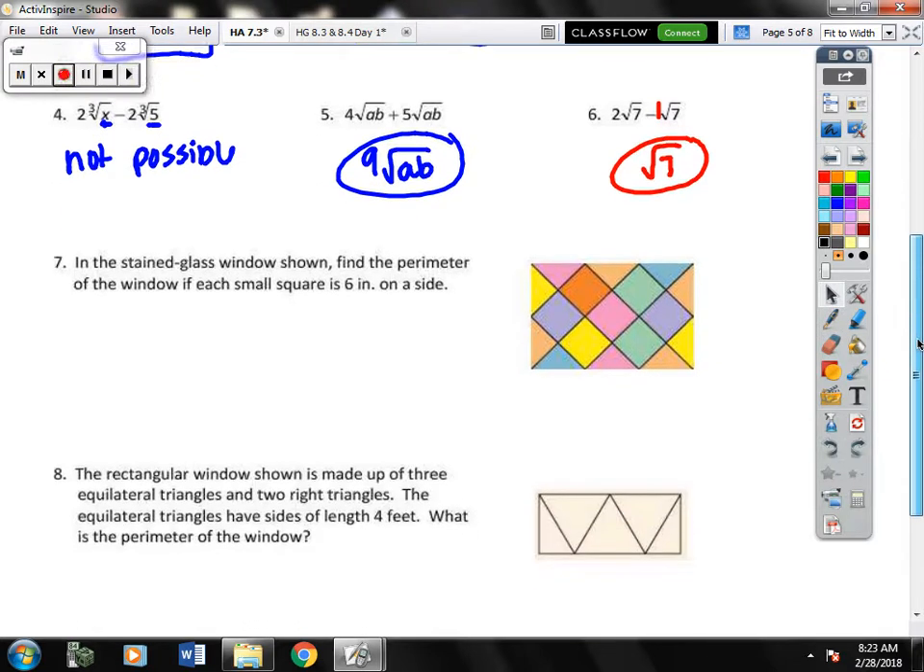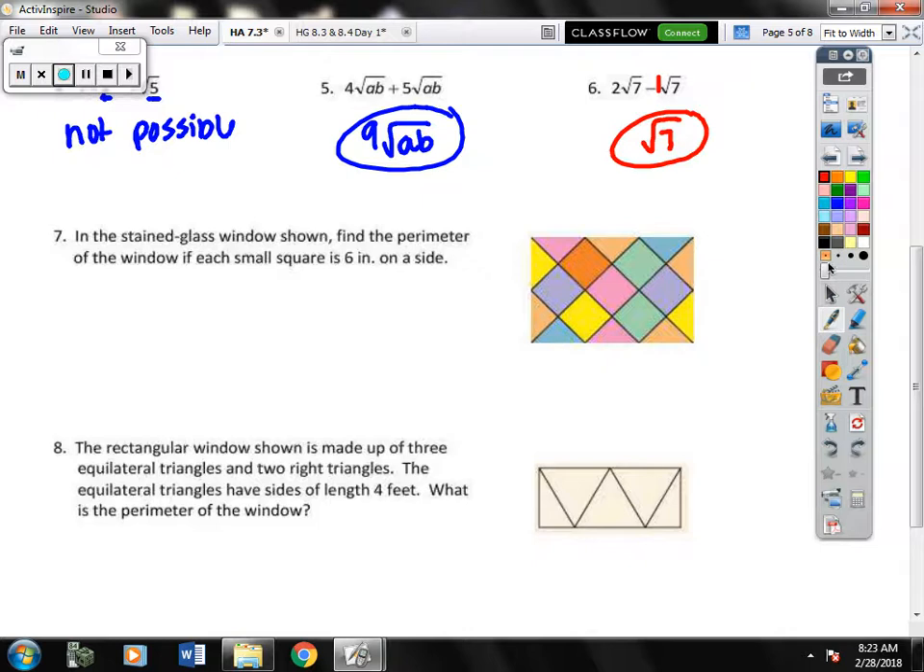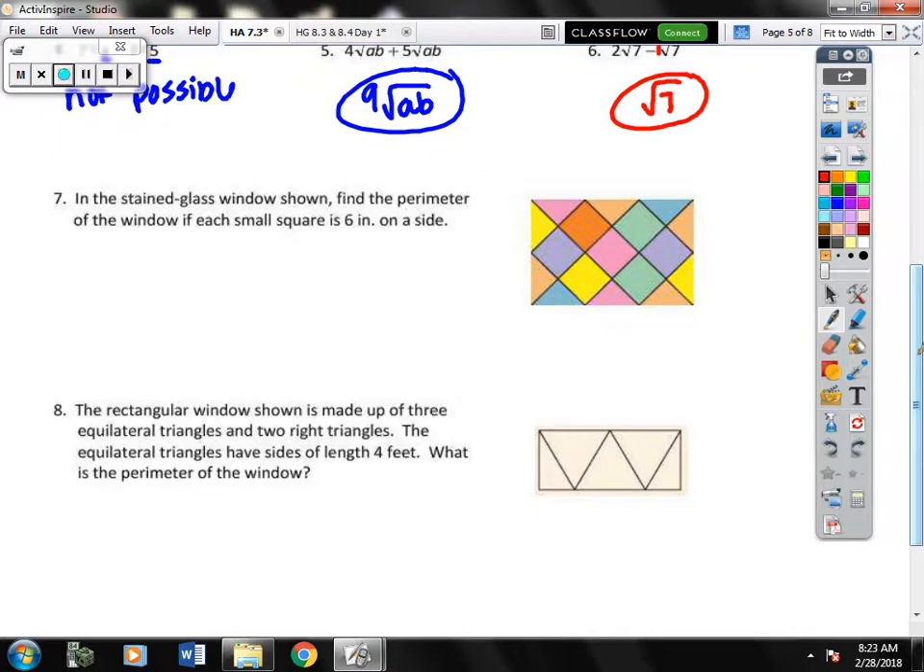Alright, so now we have some application type problems that are geometric in nature. Now we are going to use our algebra skills to simplify them, but in a stained glass window, as shown, find the perimeter of the window, the entire window, if each small square, so first of all, you know that they're squares, is 6 inches on all sides.